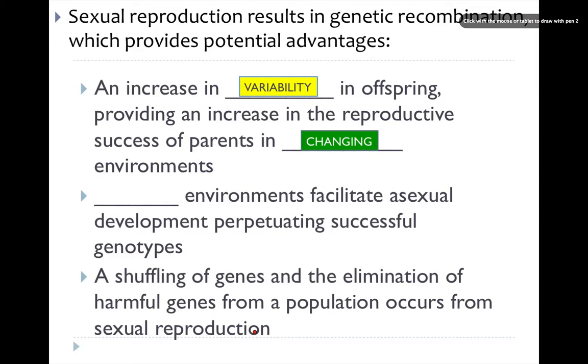But if there's a number of offspring with different genomes, then the ability for one to survive better than another is probably in play. So we mentioned that stable environments facilitate asexual development, perpetuating successful genotypes. With sexual reproduction, we have a shuffling of genes, and the elimination of harmful genes will occur as a result of that.